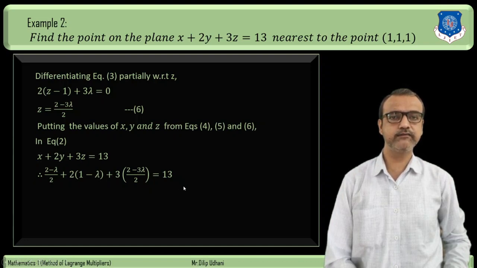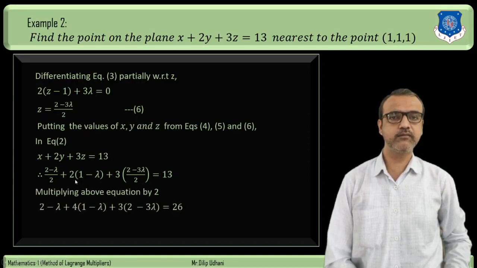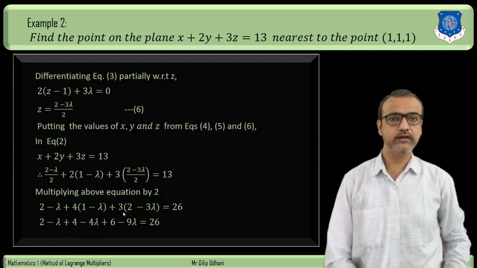Now we will simplify this equation. So multiplying this equation by 2, we have 2 minus lambda plus 4 into bracket 1 minus lambda plus 3 into bracket 2 minus 3 lambda, and that equals, if you multiply 13 by 2, 26. Now we have to simplify this equation. So 2 minus lambda will be as it is, multiplying 1 minus lambda by 4, we have 4 minus 4 lambda. Then multiplying 2 minus 3 lambda by 3, we have 6 minus 9 lambda, and that equals 26. Now we will simplify this expression.